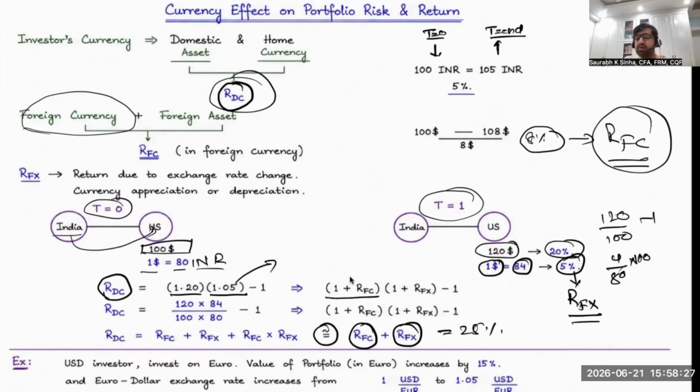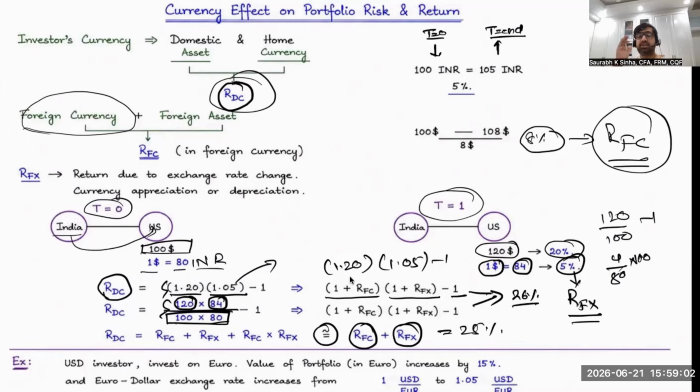And that's why we are writing (1 plus RFC) into (1 plus RFX) minus 1. So which is 1.20 into 1.05 minus 1. Or you can simply say that the final value is 120, converted into INR, divided by the initial investment, which was 100 into 80. This and this are identical. At the end, you will get the value which is 26%. This is the accurate value to calculate the RDC, the return in the domestic currency, if there is an investment in the foreign currency. Okay.